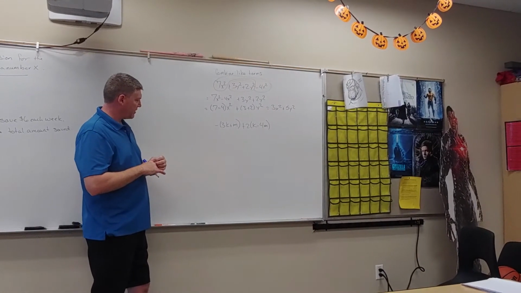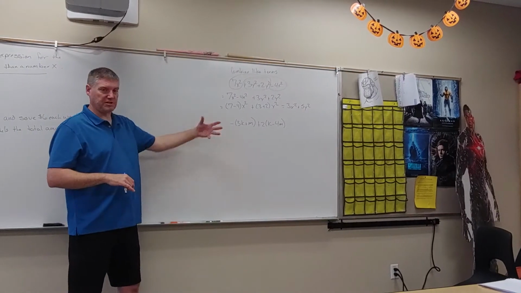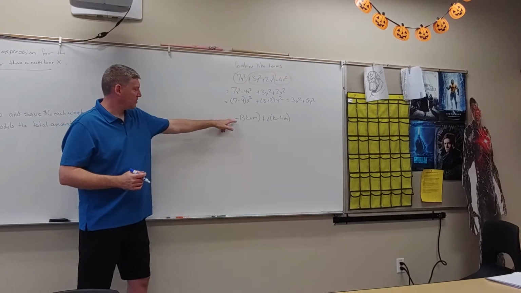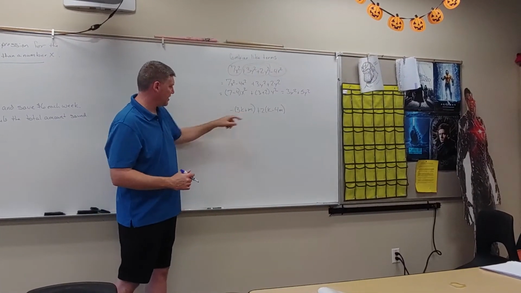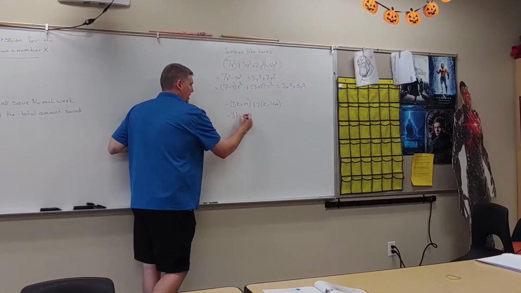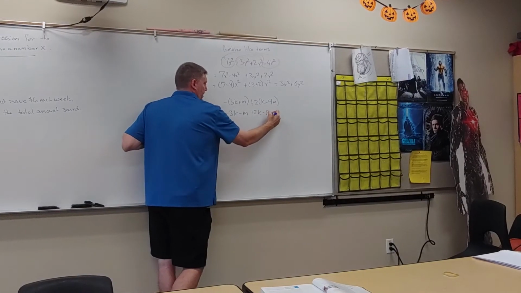Okay? So the next one, we have a little bit more work to do. So we have to do some distribution and then combining like terms. So the first thing I'm going to do is distribute. So I'm going to distribute my negative sign through. So this becomes negative 3k minus m plus 2k minus 8m.